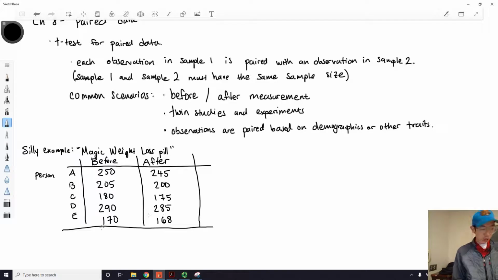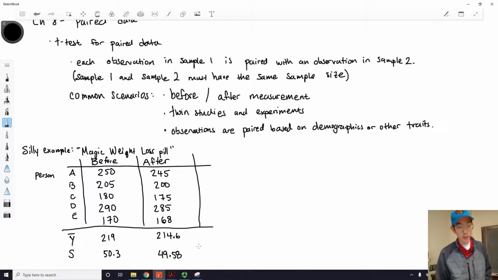Okay, so I went ahead and I calculated statistics for these made-up numbers here. Y bar is 219, S, the standard deviation, is 50.3. Here, Y bar is 214.6, and S is 49.58. All right, so let me just write the wrong way to analyze.